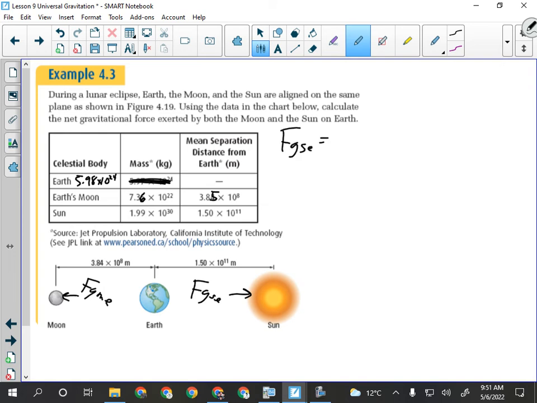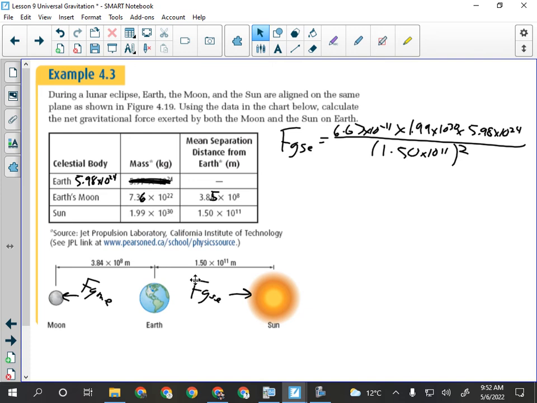So that'll be 6.67 times 10 to the minus 11, the universal gravitational constant, times the mass of the Sun, 1.99 times 10 to the 30, times the mass of the Earth, 5.98 times 10 to the 24, divided by 1.50 times 10 to the 11 meters squared. Okay, that'll get us our mutual attractive force between the Earth and the Sun. We're simplifying it here and saying it's the Sun pulling on the Earth.